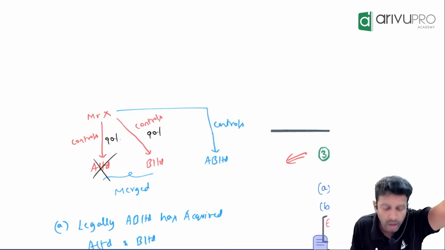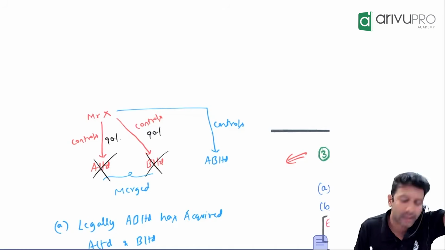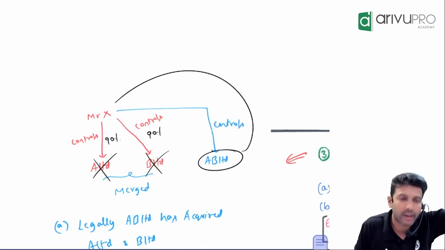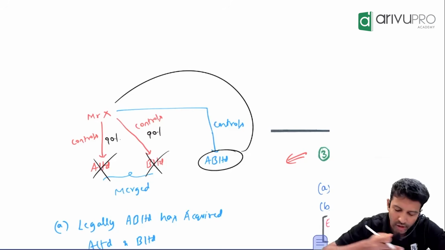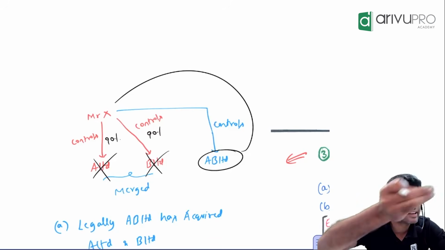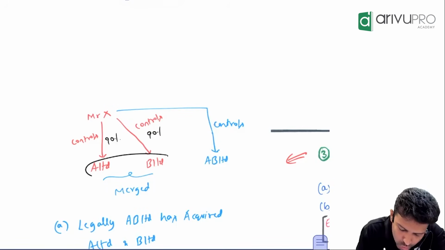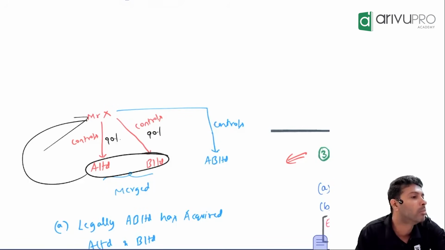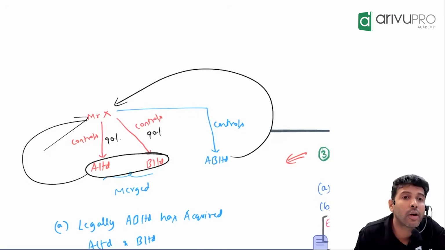Now after this merger, what will happen? A Limited there or gone? Gone. B Limited there or gone? Gone. Which company is there? AB Limited. But who is controlling that? Same guy. That means all this drama happened, did anything change or literally nothing changed? Earlier also, these two companies were controlled by whom? After merger also, the new entity is still controlled by X.